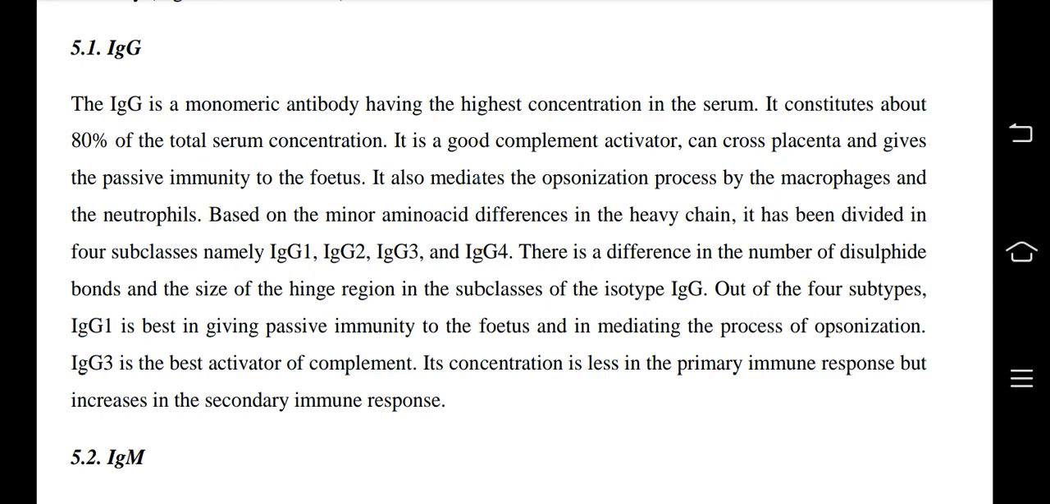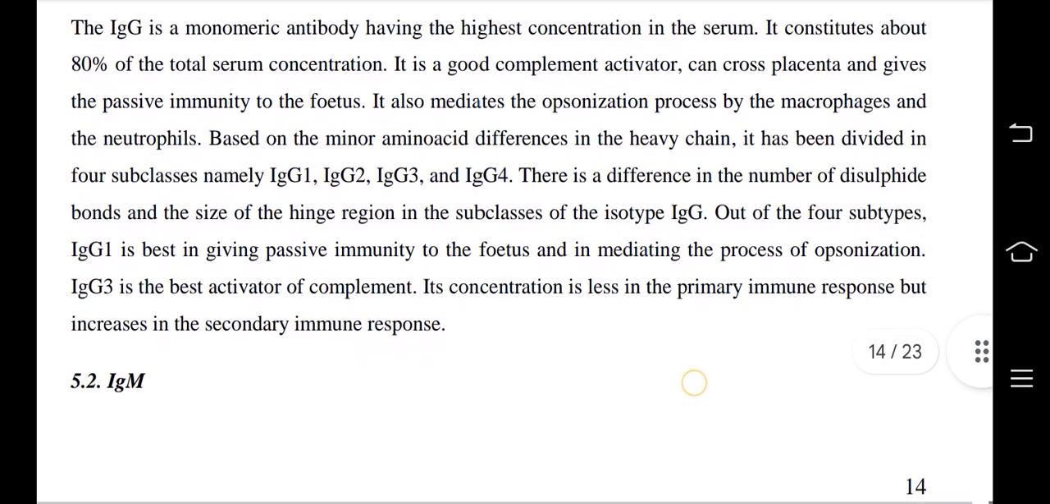So IgG is a very important monomeric antibody. Remember, it's monomeric, having high concentration in the serum. It constitutes about 80% of the total serum concentration. It is a good complement activator. It crosses placenta and gives the passive immunity to the fetus. It also mediates the opsonization process by the macrophages and neutrophils.